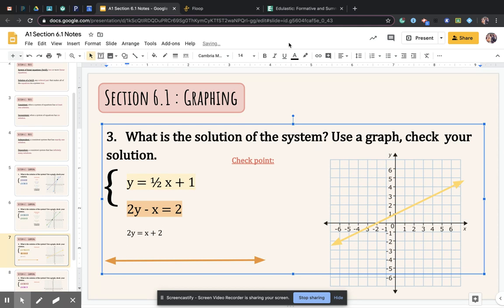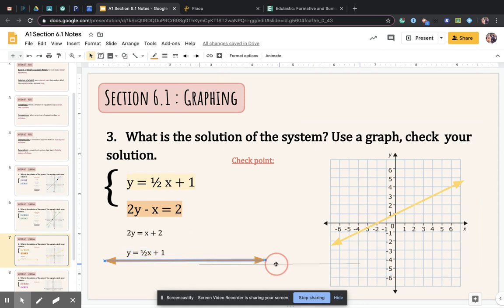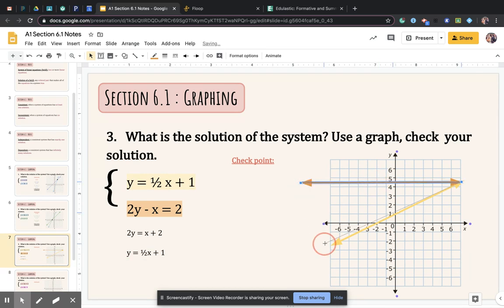So if I do 2 divided by 2, I'm left with my y. And then x divided by 2 gives us 1/2 x, right? There's a 1 in front of that x there. And then 2 divided by 2 gives us 1. So if you notice, we have the same exact equation as up top. So that means this line is going to go right on top of my other line. So I'm going to line them up. There we go. So they are right on top of each other.